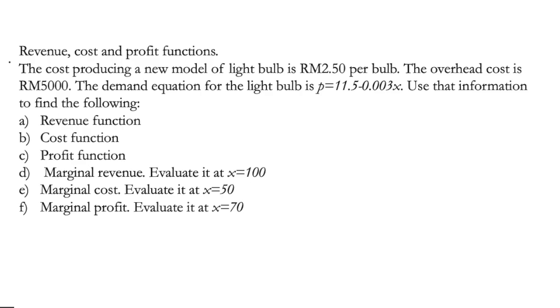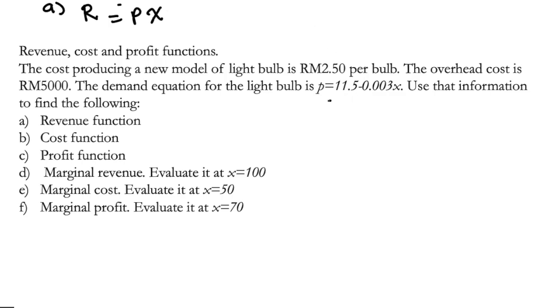The demand equation for the light bulb is P equals 11.5 minus 0.003x, where x is the quantity of bulbs and P is the price of a bulb. Use that information to find the following: revenue function, cost function, profit function, marginal revenue, marginal cost, marginal profit. Now I'm trying to answer question A. We know that revenue is price times quantity. In this case, quantity is X, so we use X instead of Q.